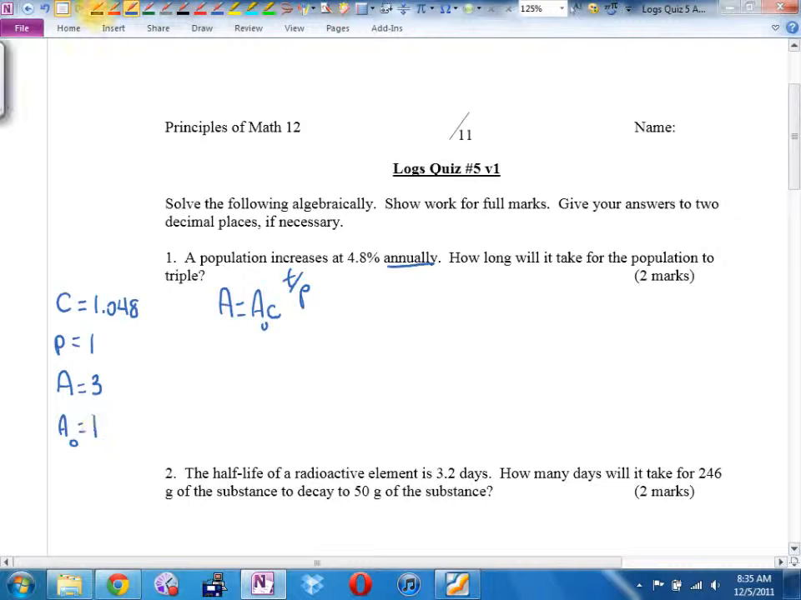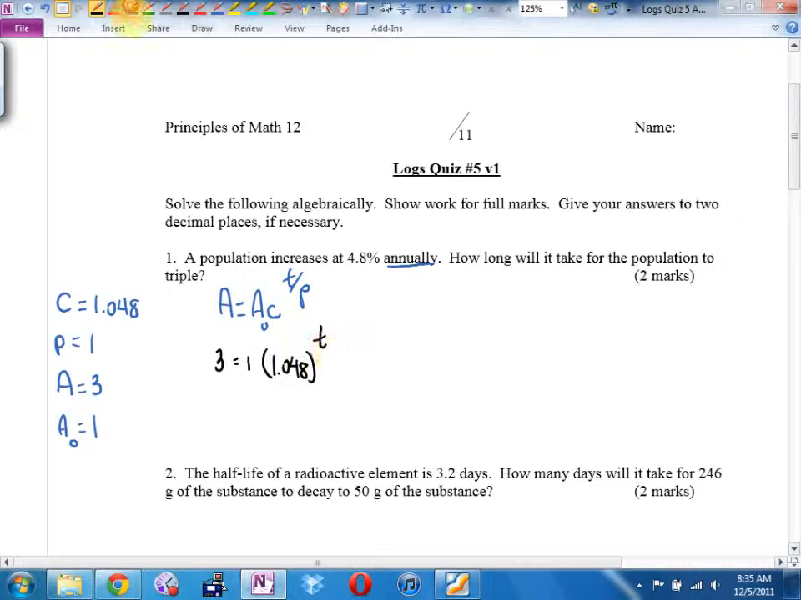My equation's going to look like this. 3 equals 1 bracket 1.048, and T is what they're asking me to find, so it's T over 1. Am I going to write the over 1? No. Is this 1 going to make any difference either? Okay. T is sitting up there.